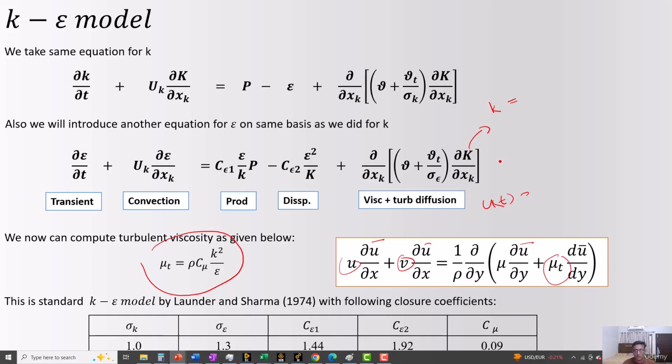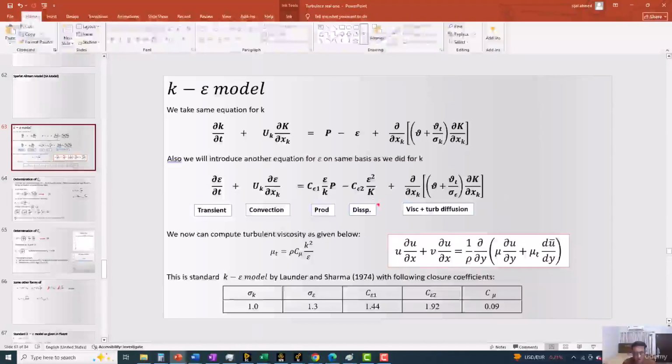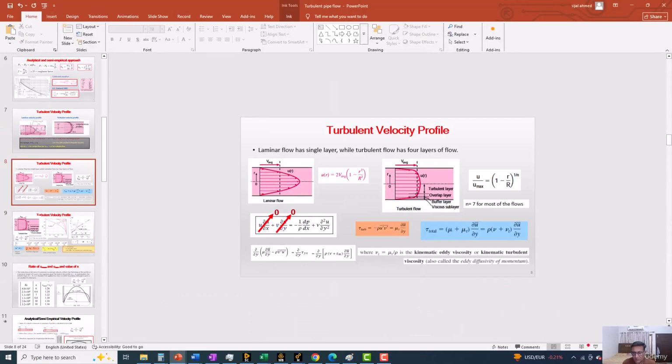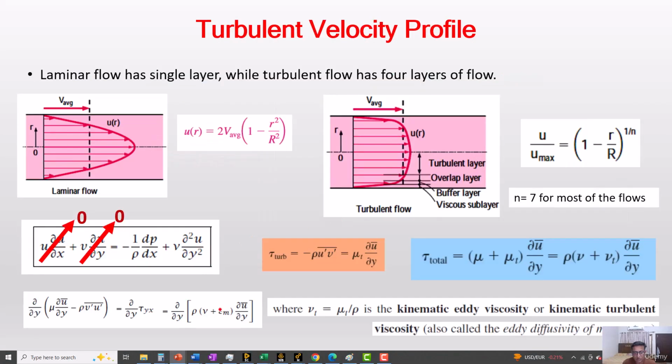Okay, so now go back to our presentation on the turbulent pipe flow, and here we are. So you get the idea of how we find the turbulent viscosity, and that's the basic principle of all the eddy viscosity turbulence models. So this is the equation that we are interested in to find the value of nu t.